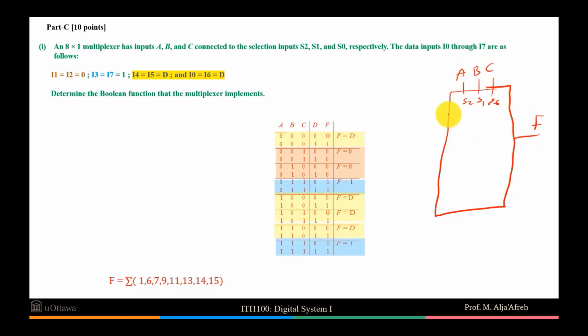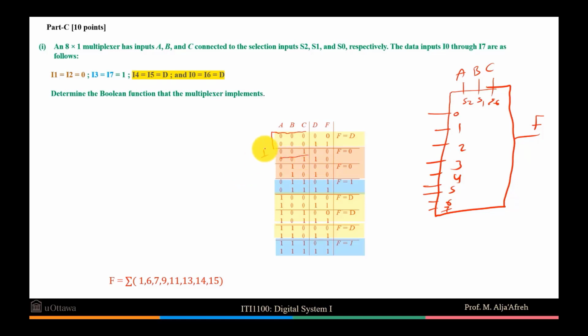Here you have inputs 0, 1, 2, 3, 4, 5, 6 and 7. What they are saying is that I1 and I2 are equal. What does that mean? You need to group them. So this is here equal to I1 and I2. Look at the brown here. So what does that represent, guys?